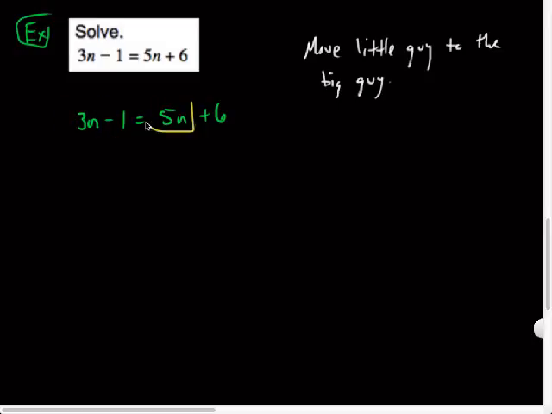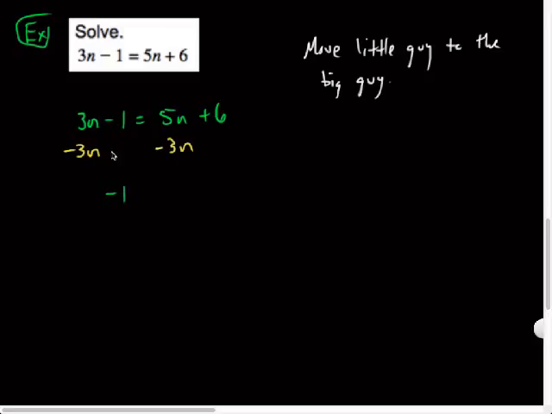I can't just combine those like terms, because they're not hanging out together. They're on opposite sides of the equal sign. To undo a 3n that's being added to this side, we'd subtract 3n from both sides. I think you agree that a 3n and a negative 3n would cancel each other out to be 0 n's, and 0 times n is going to be 0. So this will give me negative 1.